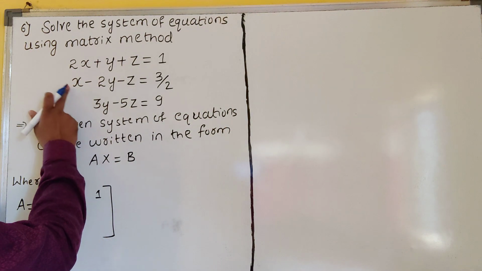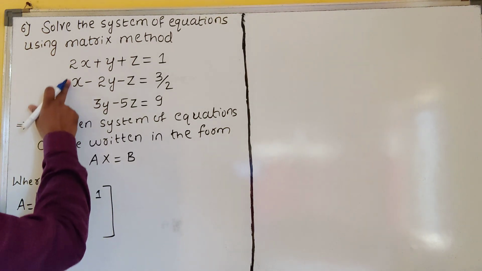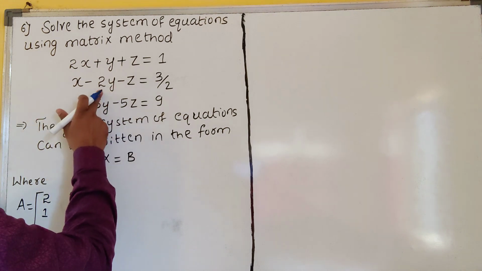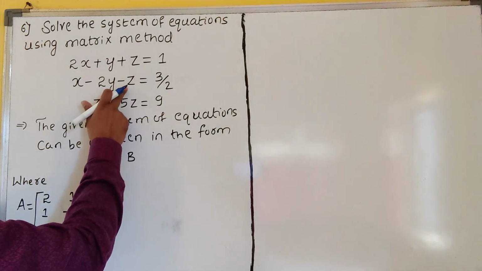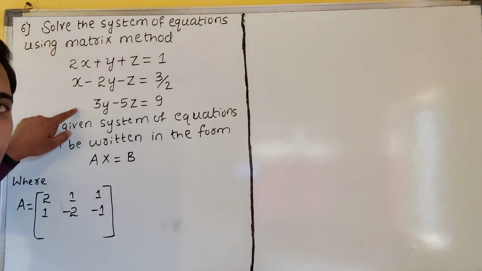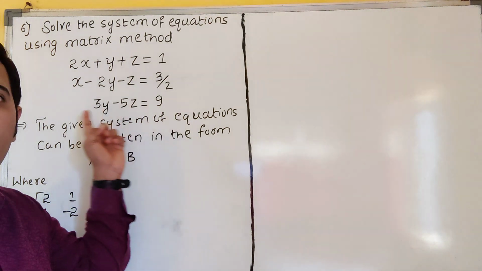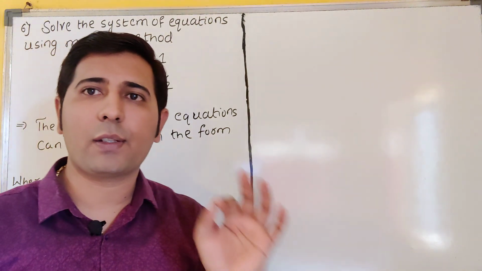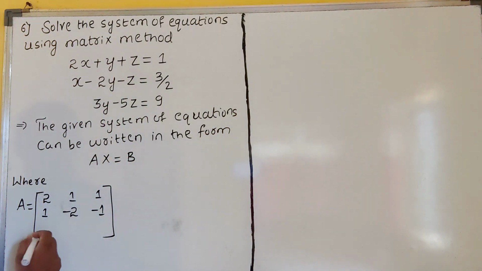Fine. So here x is related with 1. Nothing is there means 1 will be there. Y is related with the coefficient minus 2. Z coefficient is minus 1, dear students. Here x is not there. In the third equation, 3y minus 5z is equal to 9, x is missing. If x is not there, you have to write the value as 0, dear students.